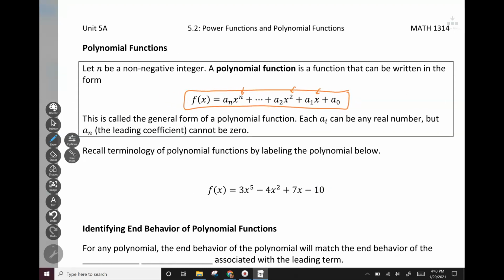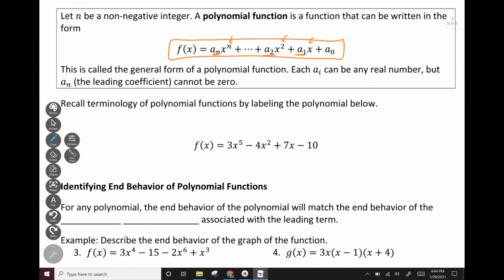It's called the general form of the polynomial function, each a_i. So each of these a's just represents a real number, and then the leading coefficient can't be 0, right? If the leading coefficient were 0 here, then that whole term would just go away, so it wouldn't even be there to begin with. All right, so let's recall some terminology of polynomial functions by labeling this polynomial.